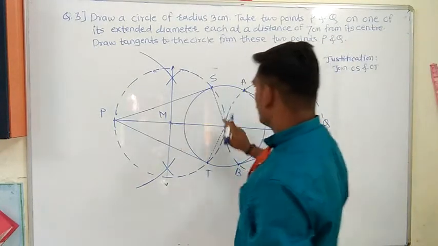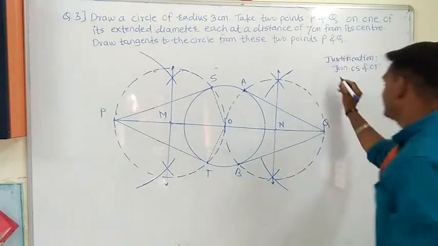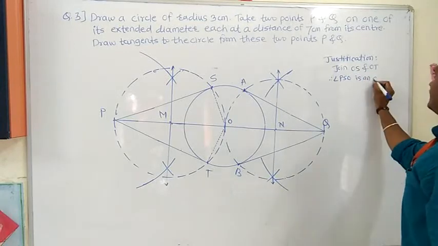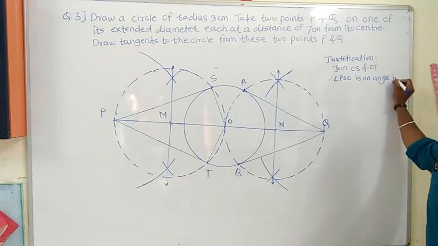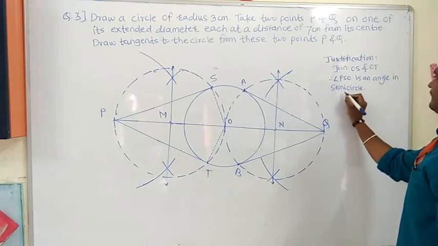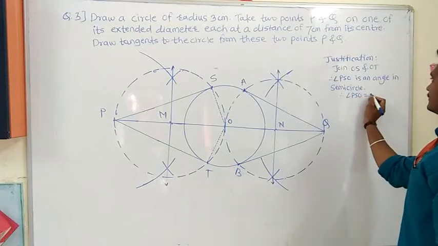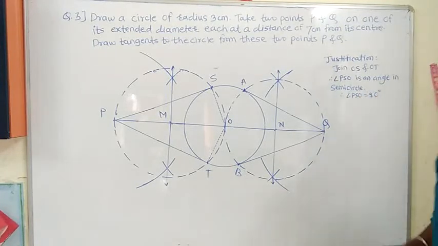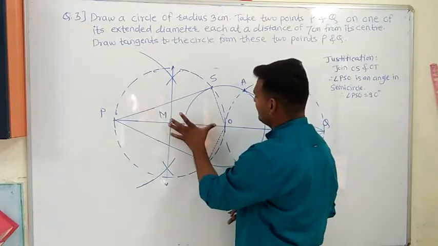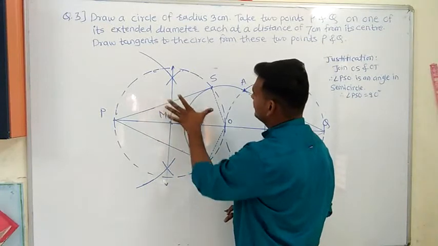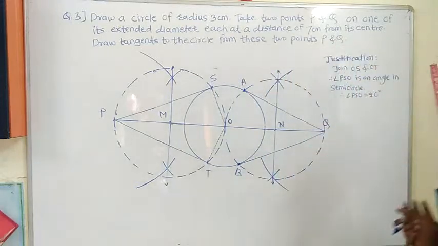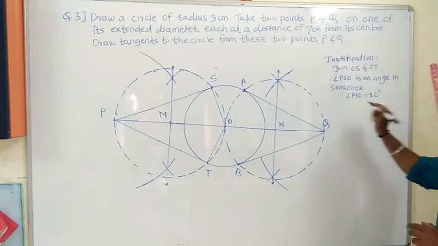Now angle PSO is an angle in a semicircle, therefore angle PSO is equal to 90 degrees. See here, is angle PSO in a semicircle or not? If we consider PO as a diameter, then this angle PSO is lying in the upper part, that is a semicircle. The angle PSO is lying in a semicircle, therefore angle PSO is equal to 90 degrees.